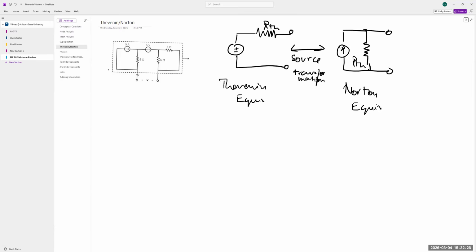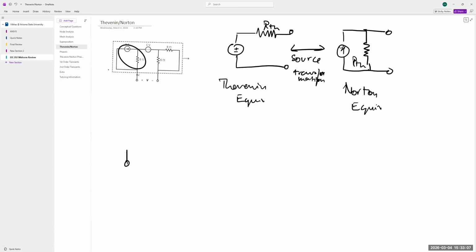So a source transformation says that a voltage source in series with a resistor is the same thing as a current source in parallel with a resistor, right? So over here, we have a current source in parallel with a resistor, but we don't have a voltage source in series with a resistor. But we want to combine these resistors in series or parallel. Over here, we have two resistances in parallel, but this resistance is not in series with anything. So we cannot combine it. Therefore, we're going to do a source transformation.